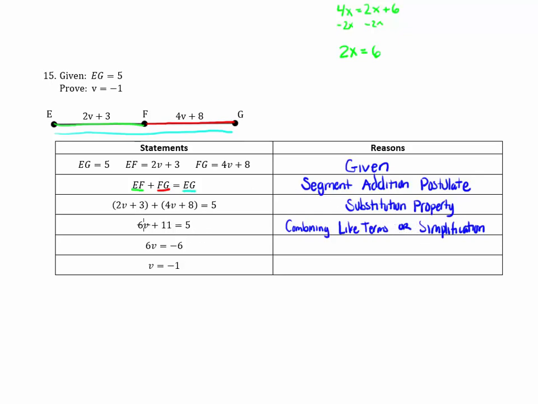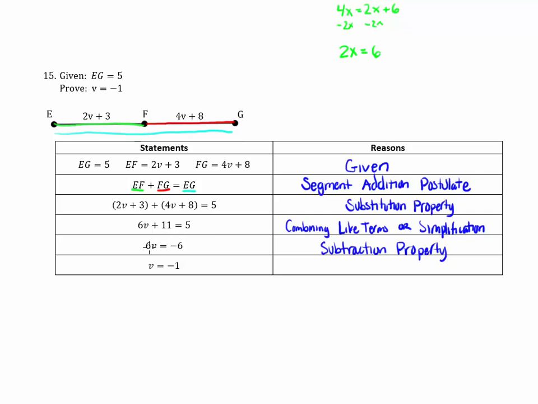All right, next step. We got 6V plus 11 equals 5. And now we jump down here to 6V equals -6. So let's see what's changed. The 6V didn't change. It's this 11. It disappeared, and somehow we got -6. And if you look at that, if we subtract 11 from both sides, 5 subtract 11 is -6. So what property allows us to subtract 11 from both sides? The subtraction property.